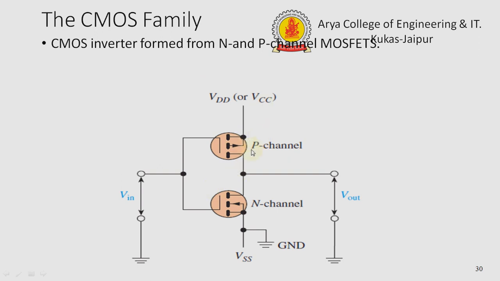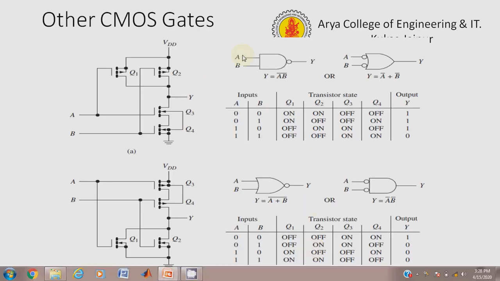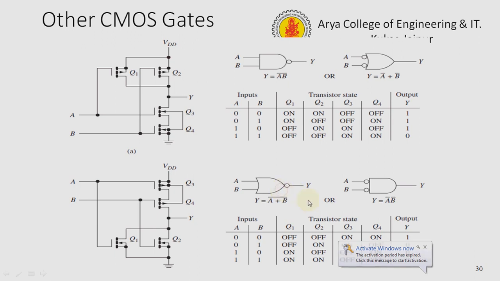This shows one P channel MOSFET and one N channel MOSFET, working as a gate. Here is the inverter. When input 0 is applied, the N channel becomes high and it gives the output as 1. The other CMOS gates here work as a NAND gate, OR gate, NOR gate and AND gate. So in this stage Q1, Q2, Q3 and Q4 are shown.